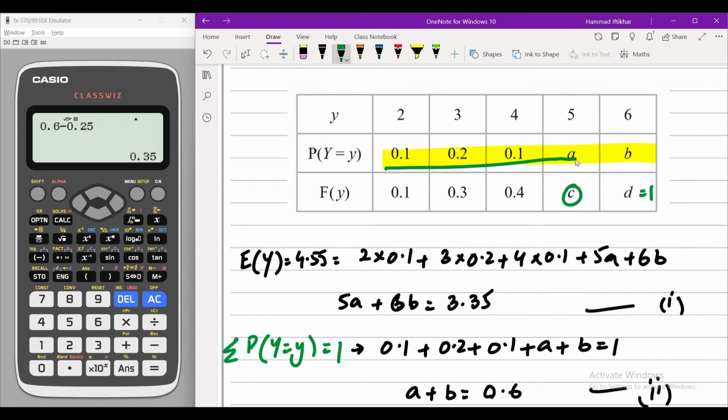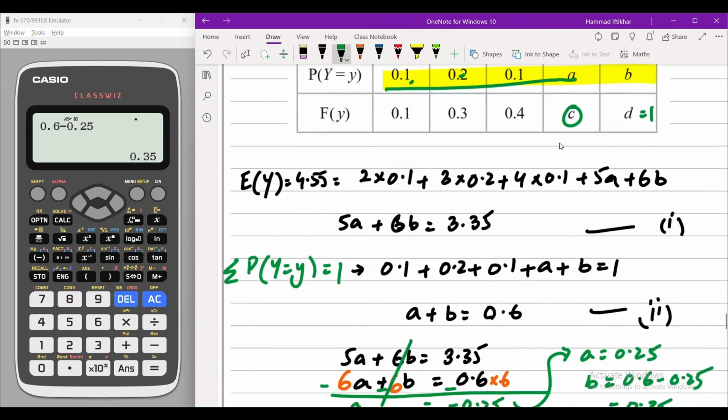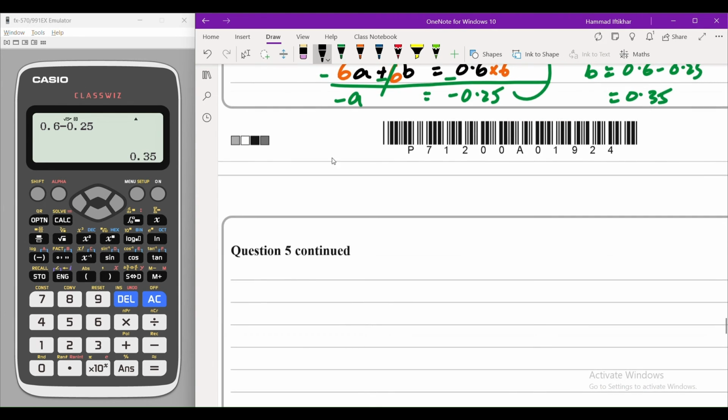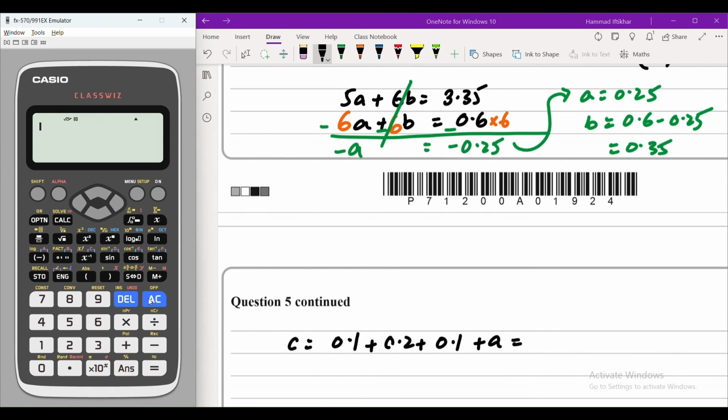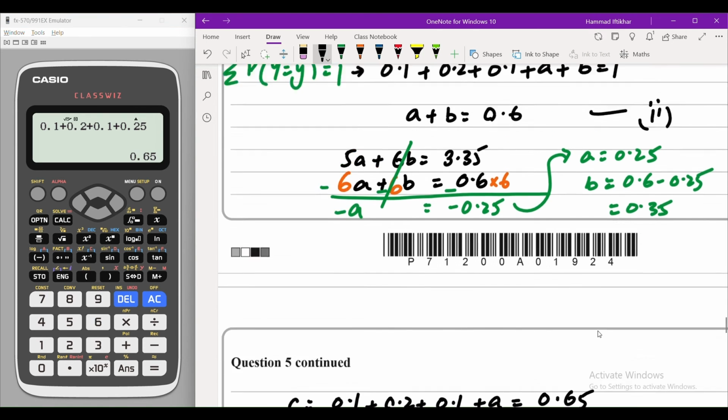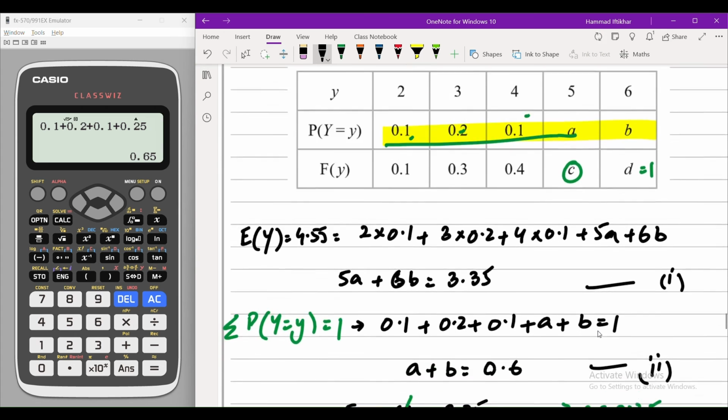Now finding C is going to be easy because C adds up all the probabilities up until 5. So 0.1, 0.2, 0.1, and a. So C is going to be 0.1 plus 0.2 plus 0.1 plus 0.25, that is 0.65.